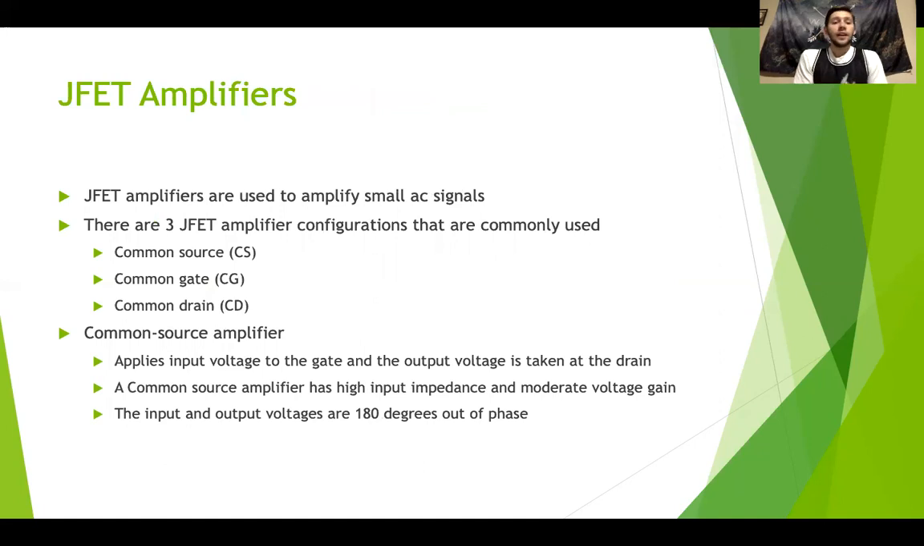So, JFET amplifiers. JFET amplifiers are used to amplify small AC signals. There are three JFET amplifier configurations that are commonly used that I'm going to go over: the common source, the common gate, and the common drain. The common source amplifier applies input voltage to the gate, and output voltage is taken from the drain. The common source amplifier has a high input impedance and a moderate voltage gain. The input and output voltages are 180 degrees out of phase.